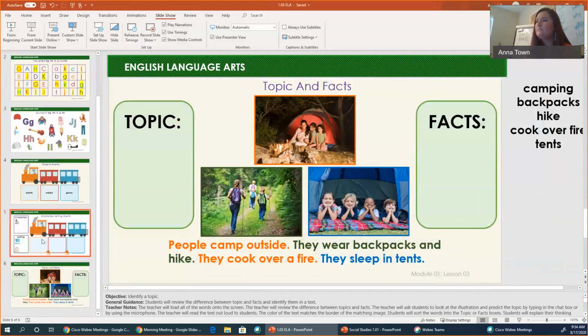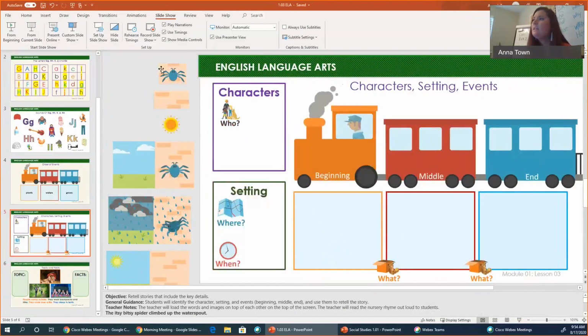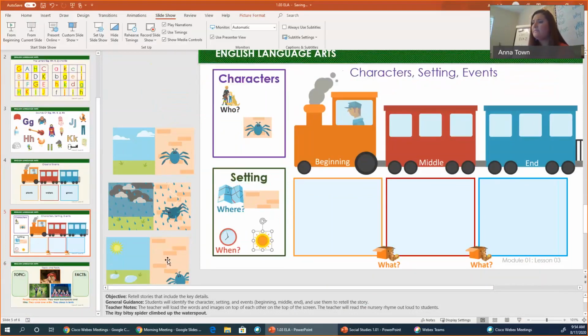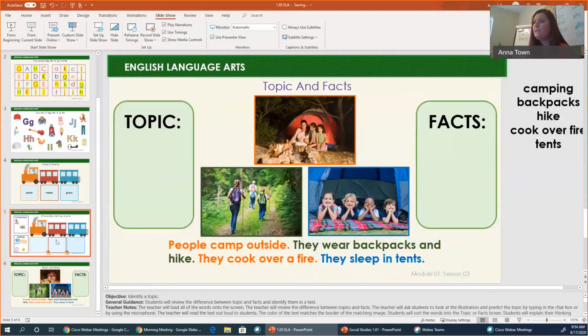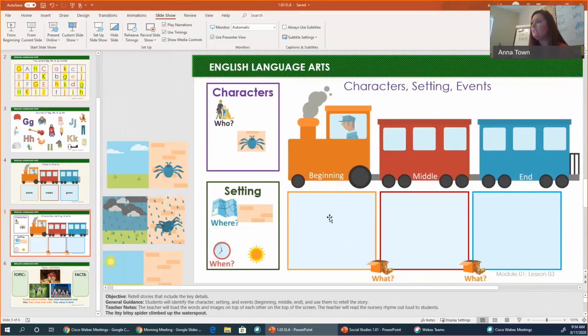Oopsies, I'm sorry. So here, I'm going to move the pictures over so we can see. The character is the spider. We just have one character, the spider. The where is outside, and the when would be daytime. Look at what's happening here. Look at these three pictures, and I want you to tell me what happened in the beginning, the middle, and then the end.